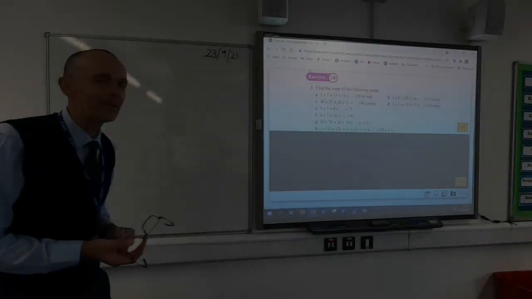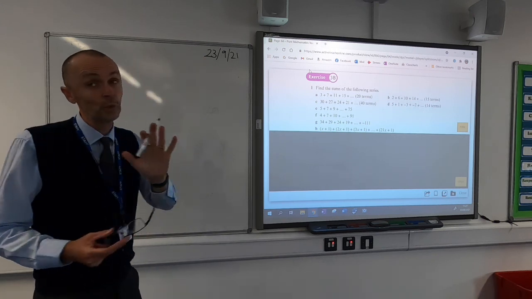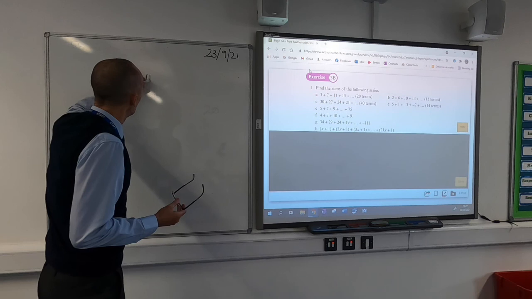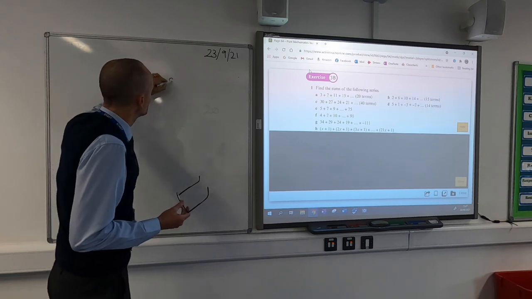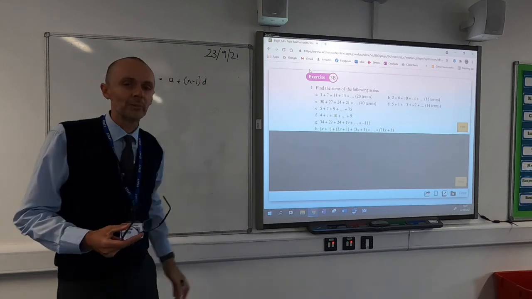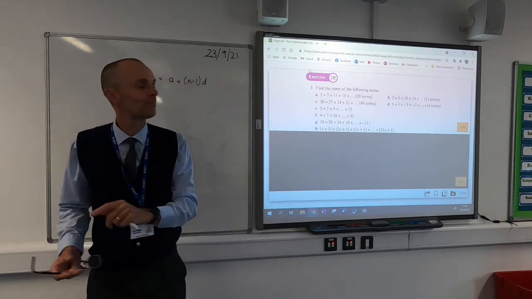A reminder of where we got to yesterday then. So we were talking about arithmetic sequences or series. A series is just a sequence where you're adding it up. We had a formula for any term in that sequence, which is start at the first term and then it's n minus 1 jumps. So to get from the first to the fifth term, that's 4 jumps.